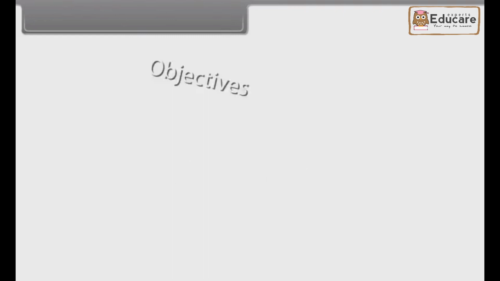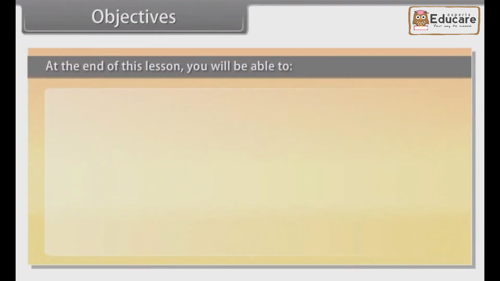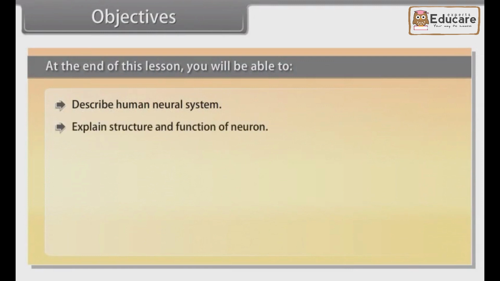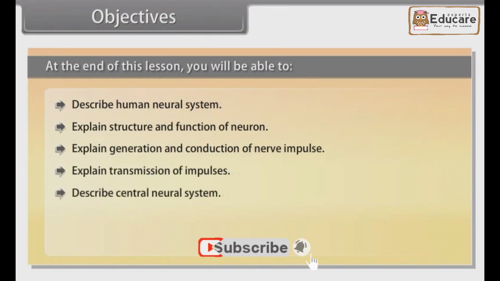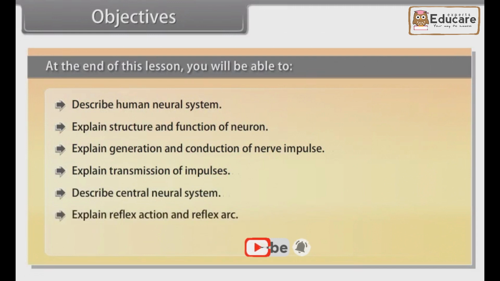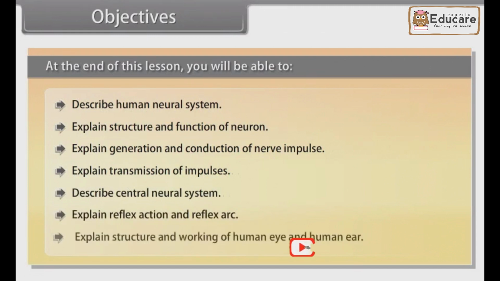Objectives. At the end of this lesson, you will be able to describe the human neural system, explain the structure and functions of a neuron, explain generation and conduction of nerve impulse, explain transmission of impulses, describe the central neural system, explain reflex action and reflex arc, explain structure and working of the human eye and human ear.